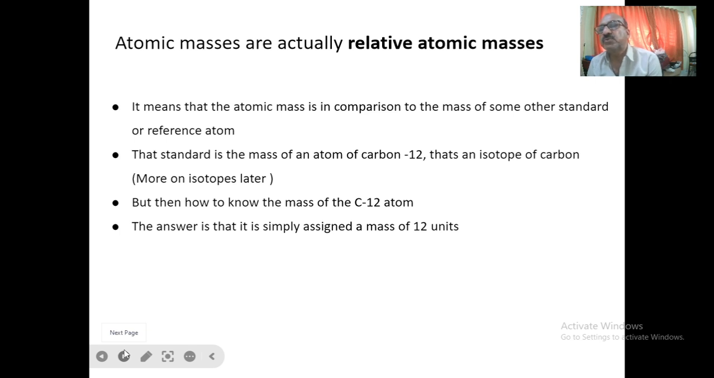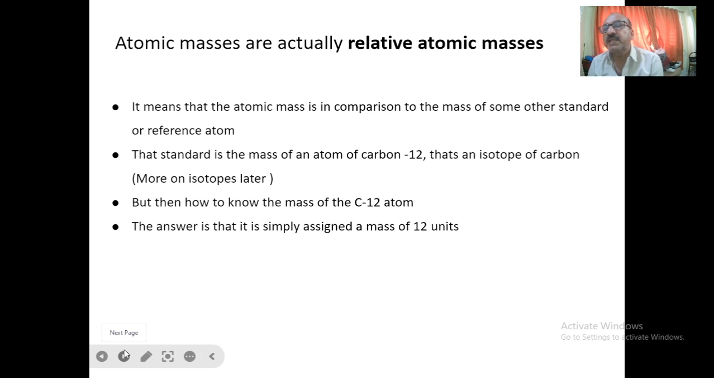So carbon 12 is that atom of carbon which has 6 protons and 6 neutrons. That makes it a total of 12. That's an isotope of carbon. That has been taken as the standard, and it has been assigned a mass of 12 units. So we say the atomic mass of carbon is 12 units because that's our reference point, and it is 12 times heavier than the hydrogen atom we had considered before.